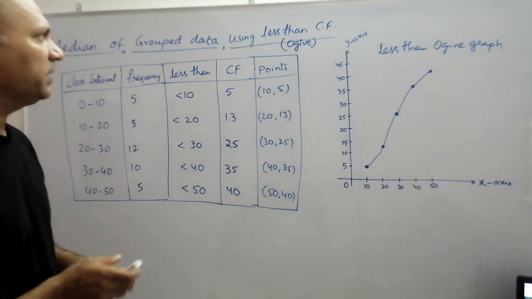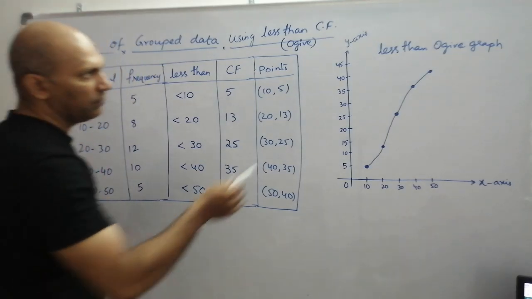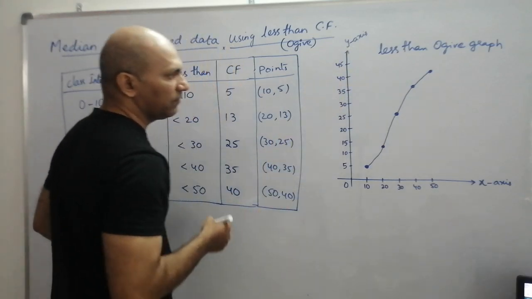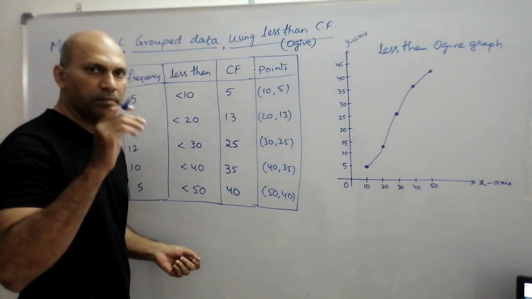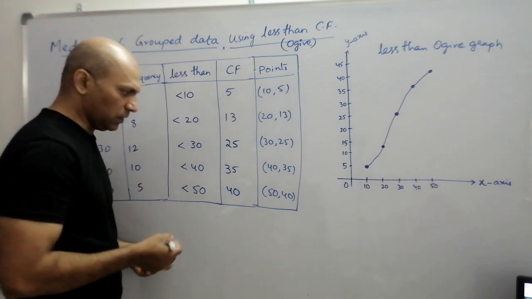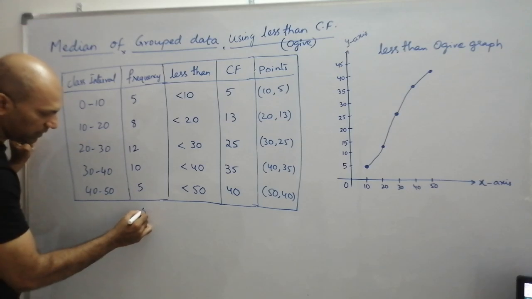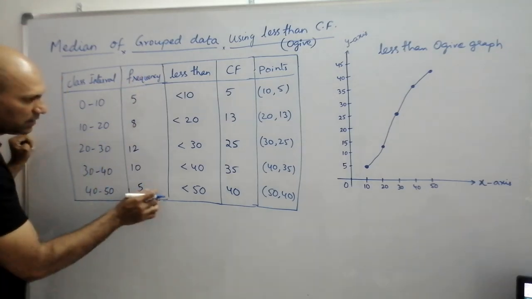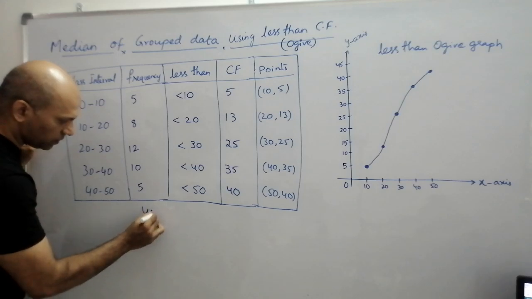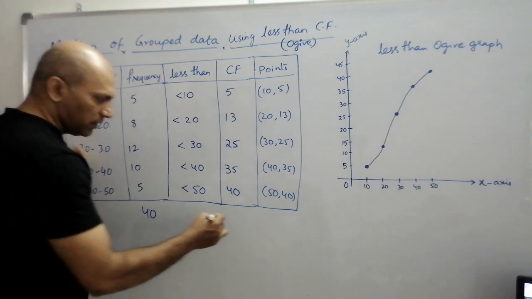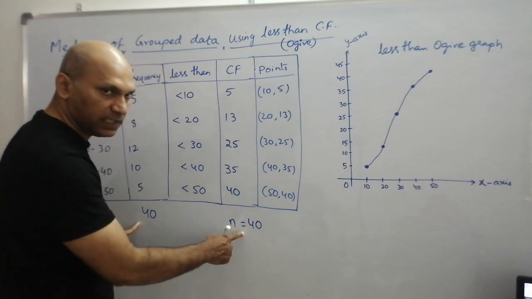Now, how should we find the median? Because our aim is to find the median. We have drawn the less than ogive graph, and we need to find the median. Remember, what is median? Median is the middlemost observation, isn't it? So total how many observations are there? If you add the frequency, the number of students, 40 students are there, right? So here n is equal to 40.